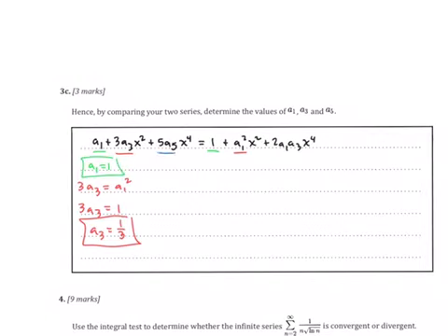So 5a5 is equal to 2a1 a3. So 5a5 is equal to 2 times a1, which was 1, times a3, which was 1/3. It looks like a5 will be equal to 2/15, if I'm not mistaken. And there you have it.